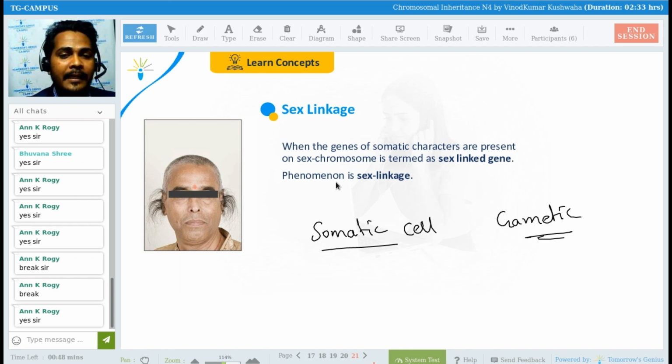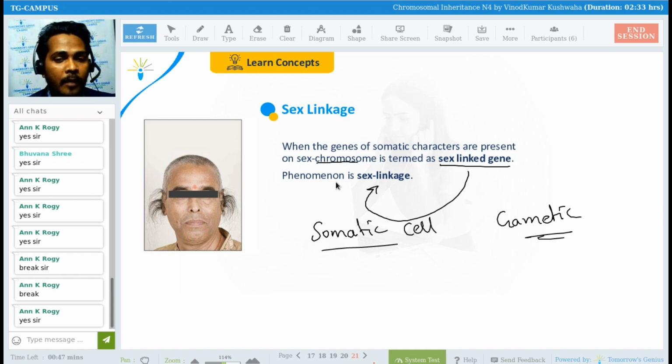So when the genes of somatic characters are present on the sex chromosome, it is termed sex linked, and that phenomenon is referred to as sex linkage. That means wherever that character is present in that sex linked gene, that phenomenon is called sex linkage. Basically the two important sex linked human diseases are hemophilia and color blindness, which are very common.